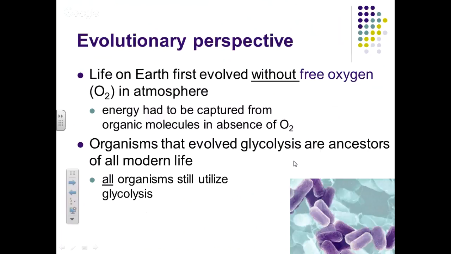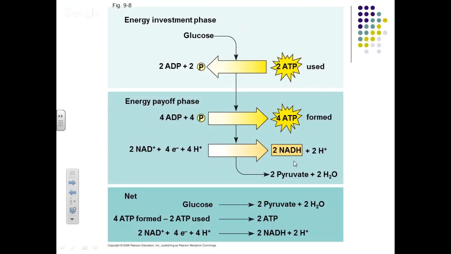But it makes sense that it evolved without the use of oxygen because there was no oxygen. It's important to know that all organisms on the planet use glycolysis. Everything. All right, so there are a bunch of steps to glycolysis, 10 to be exact. And you do kind of have to know what's going on in them, but you don't have to memorize all of them. In your book on page 168 to 169, it goes through all 10 steps.